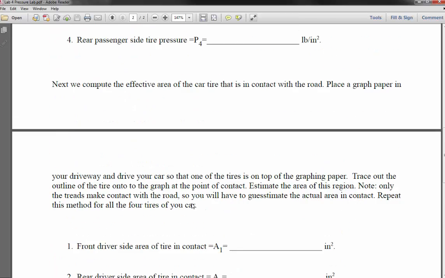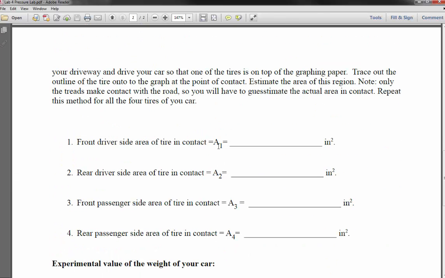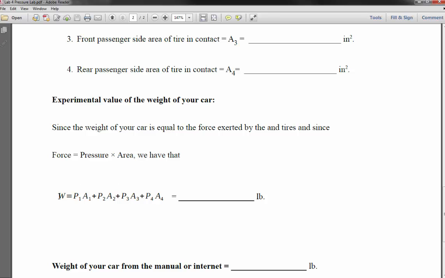And then from there you're going to be multiplying the pressure that you've measured for each tire times the area that you measured for that tire, and then you add all of those up to get the weight of your car. So let's see a simple example of how this works.